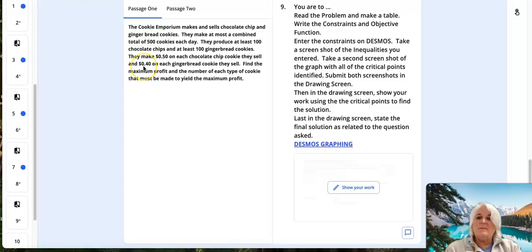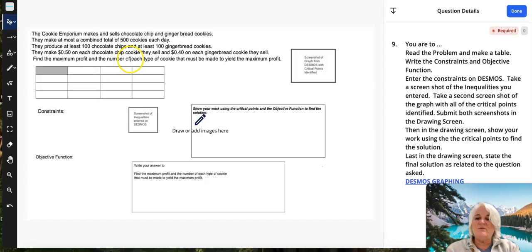They're talking about maximum profit here, and it's by chocolate chip cookies and gingerbread cookies. So you're going to let X be the chocolate chip and Y be the gingerbread. Okay, so we're going to go into the show your work screen first, and here's the problem again, but each sentence is on each line.